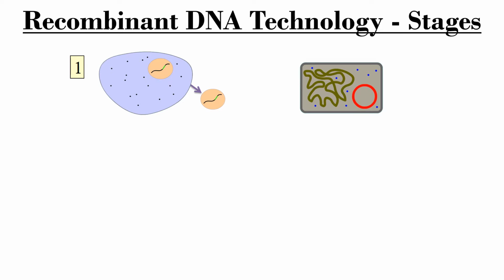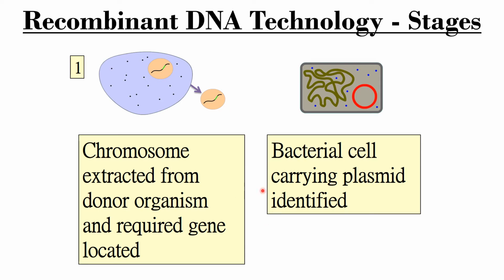So the stages here, I'm using the same drawings because the process really is the same. We're just going to introduce a few new terms and go into a little bit more detail. So to begin with, again, this part is essentially the same. So the chromosome is extracted from the donor organism. So we're not necessarily saying human or animal here, whatever it is you want the gene from. Chromosome extracted from donor organism and required gene located, and you have your suitable bacterial cells identified as well.